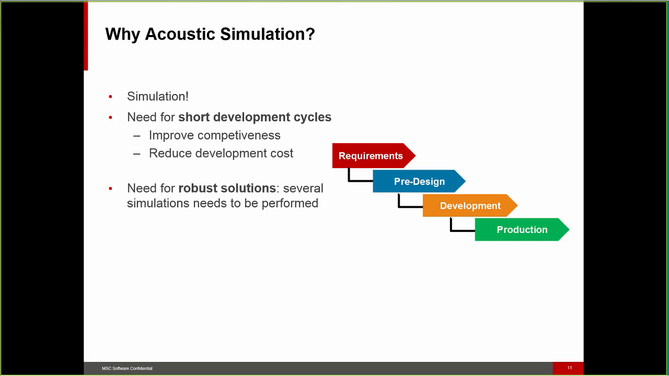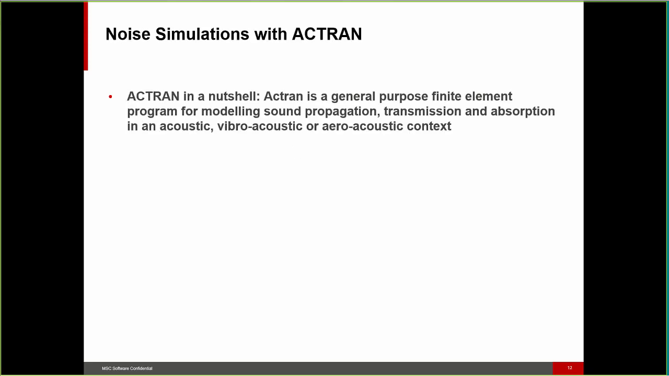Therefore, I would like to talk to you about electric motor noise simulation with Actran software. What is Actran? In a nutshell, Actran is a general-purpose finite element software for modeling sound propagation, transmission, and absorption in an acoustics, vibro-acoustics, or aeroacoustics context. So to analyze electric motor noise, we want to model the acoustics radiation from the motor. And there are two ways to do this electric motor noise radiation in Actran. We can do a fully coupled computation or a weakly coupled computation.